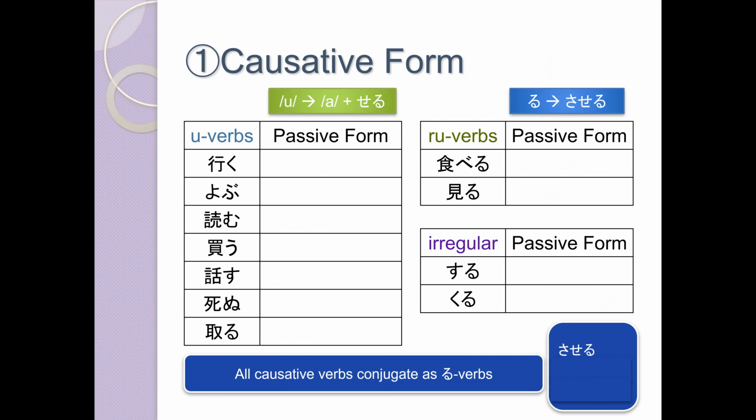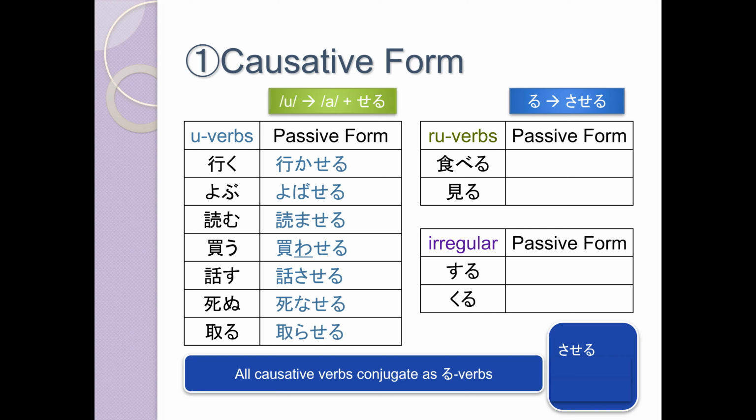We also talked about the causative form. The causative form works in a similar way. We get rid of the u and change to an a sound, but this time we're going to add seru. So for the u verbs, iku, ikaseru, yobu, yobaseru, yomu, yomaseru, kau, kawaseru, hanasu, hanasaseru, shinu, shinaseru, toru, toraseru.